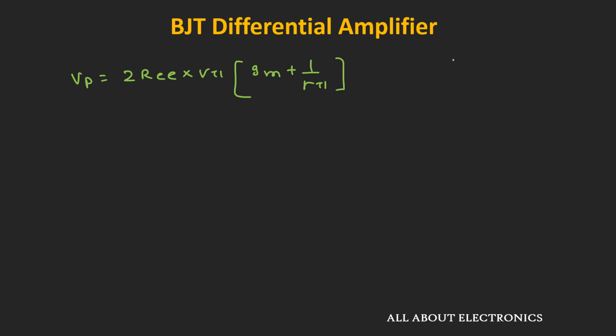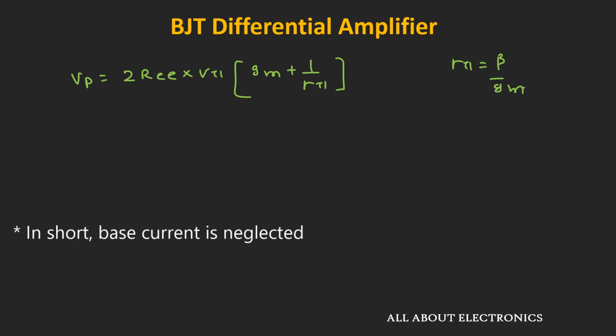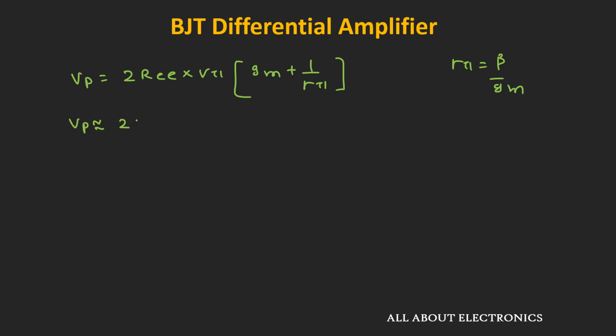Now as you are aware, rπ is equal to beta divided by gm. That means 1 over rπ will be equal to gm divided by beta. And since the value of beta is very high, we can assume that 1 over rπ is much less than gm. So approximately we can say that Vp is equal to 2 times RE times Vπ times gm.